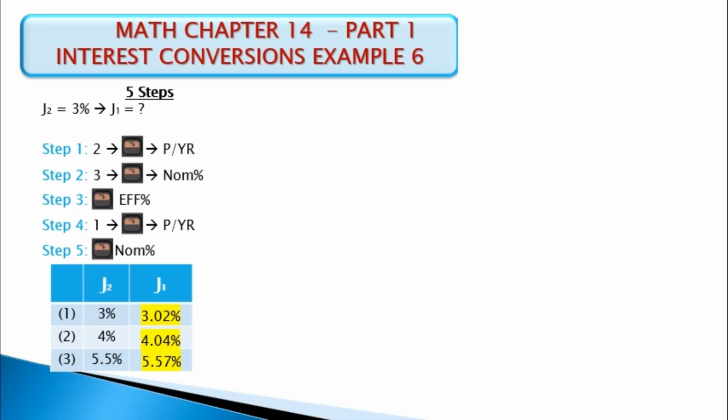Okay, so what we're going to do is we're going to learn how to change all the rates to J1. Okay, this is called conversion. Okay, we can take any J value and convert it to any other J value. But in order to compare, the method of comparison is to get all the rates to J1, and then it's very easy to see which one is higher and which one is lower.